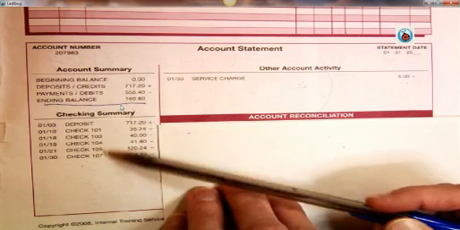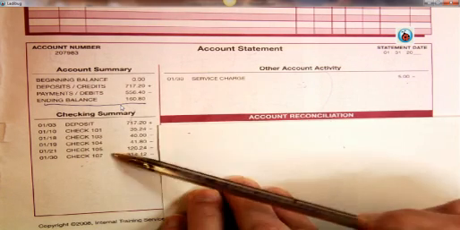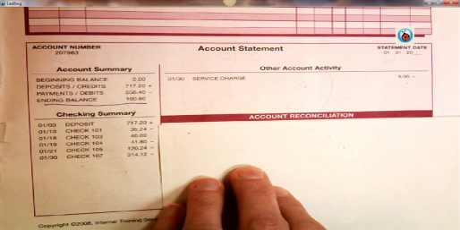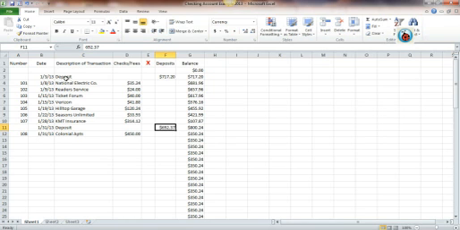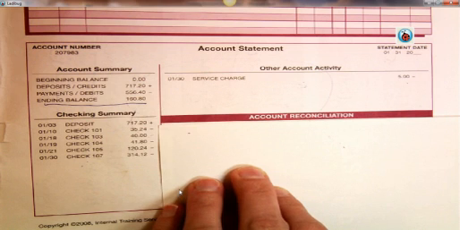Now, this is a summary. Right here and over here, here and here, are summaries of what the bank said happened on your account. Now you will compare that to what you said happened on your account, which is called your check register. That's the spreadsheet. So this is the check register, and this is the account statement.